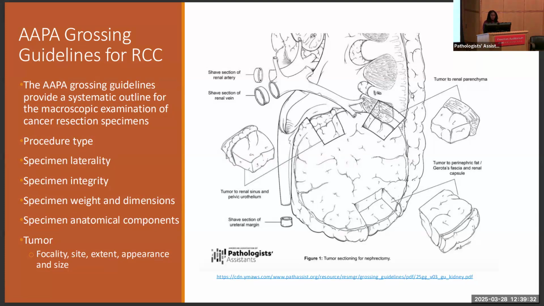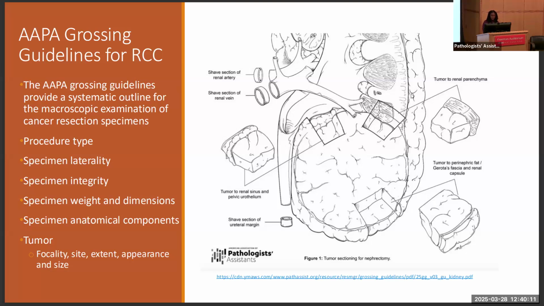First, the type of specimen must be indicated, and you may receive a partial or radical nephrectomy specimen. As I mentioned earlier, the orientation of the specimen must be identified to confirm the laterality stated by the surgeon. It is also important to state whether the specimen was received fragmented, intact, or disrupted. And the weight and an oriented 3D measurement should be included, as well as the components received with the specimen, including the perinephric adipose or the adrenal gland.